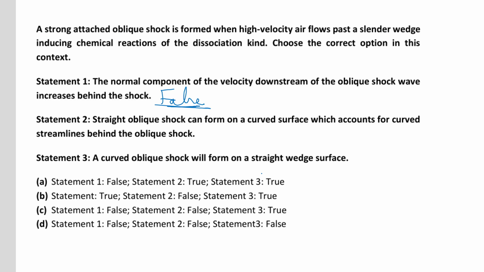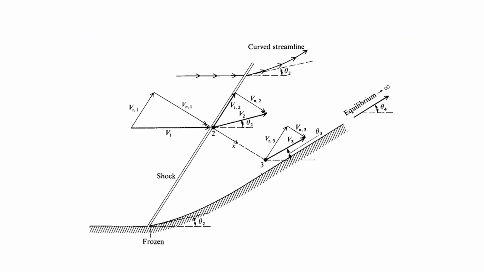Now we will see what happens across a straight oblique shock. So let's say this is the straight oblique shock, and we know that the flow across a tangent does not change. So tangential velocity will be the same everywhere, and across a normal the velocity decreases. We have already seen rho 1 Vn1 equal to rho 2 Vn2.